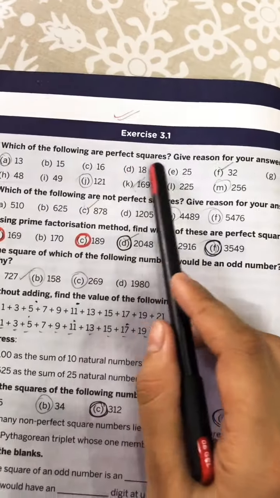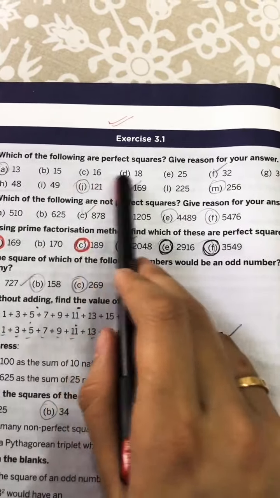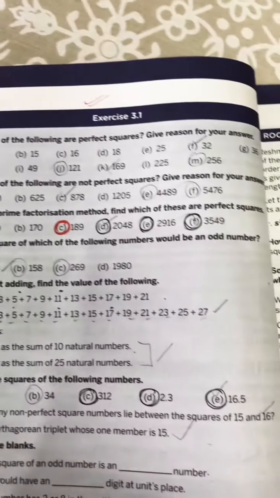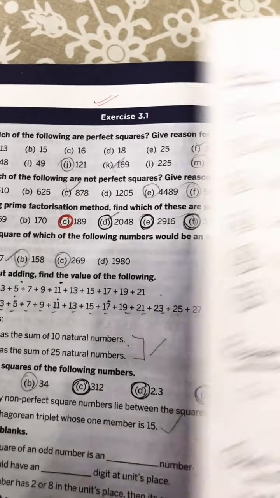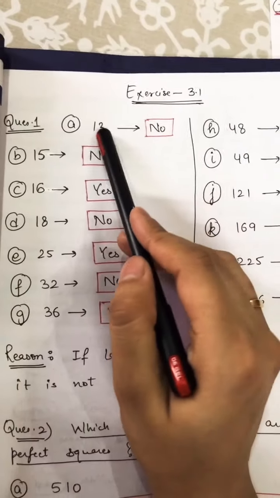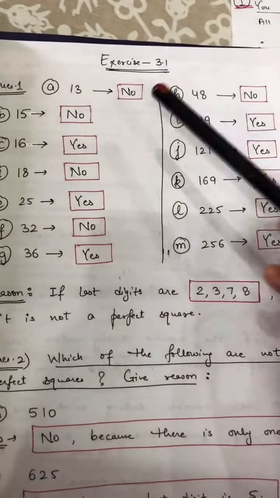The first question is, which of the following are perfect squares? Give a reason for your answer. You have to tell which is a perfect square and which is not a perfect square, and give the answer. Here I've written the question. A is 13. For 13, you can write no. How will you write it?